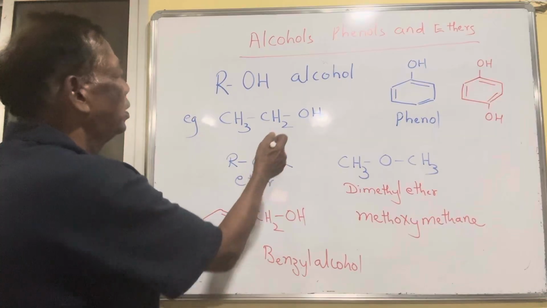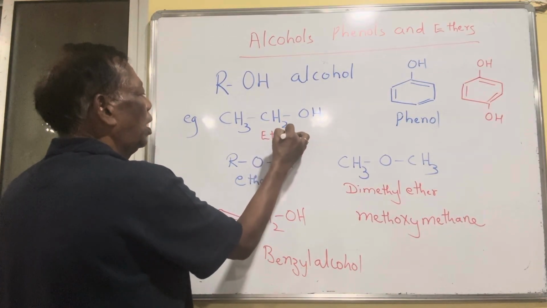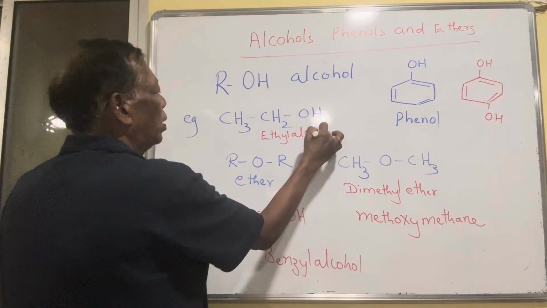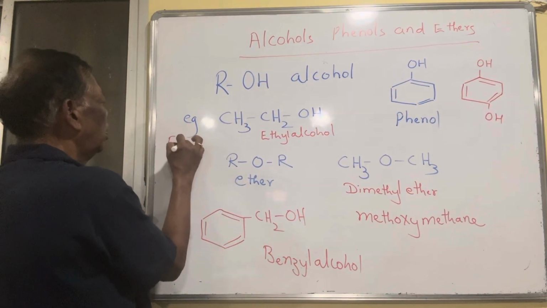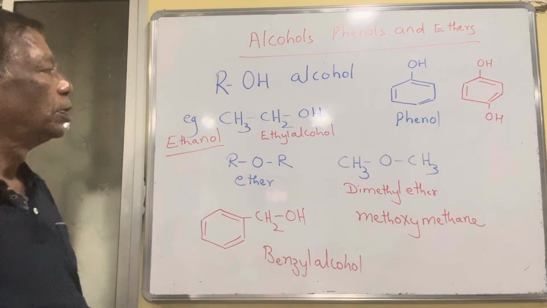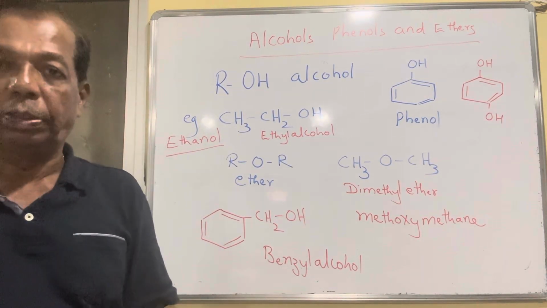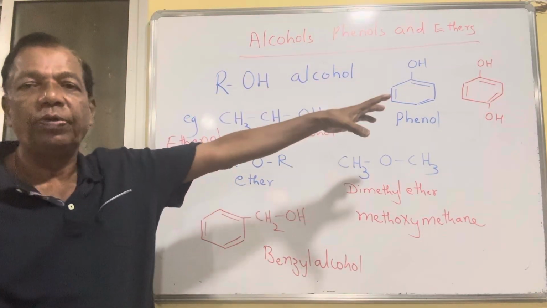Over here, this is called ethyl alcohol by common name. And the IUPAC name becomes ethanol. This is the IUPAC name. So please go to the nomenclature. First understand the concept: alcohol, phenol and ether.